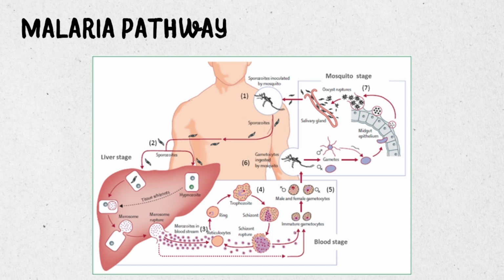To begin, an affected Anopheles mosquito bites a human and injects sporozoites into the bloodstream. Next, the sporozoites travel to the liver where they infect liver cells and multiply. Then, the liver releases mature merozoites into the blood, starting the blood stage. And finally, the merozoites infect red blood cells, multiply, and burst them, causing symptoms like fever and chills.